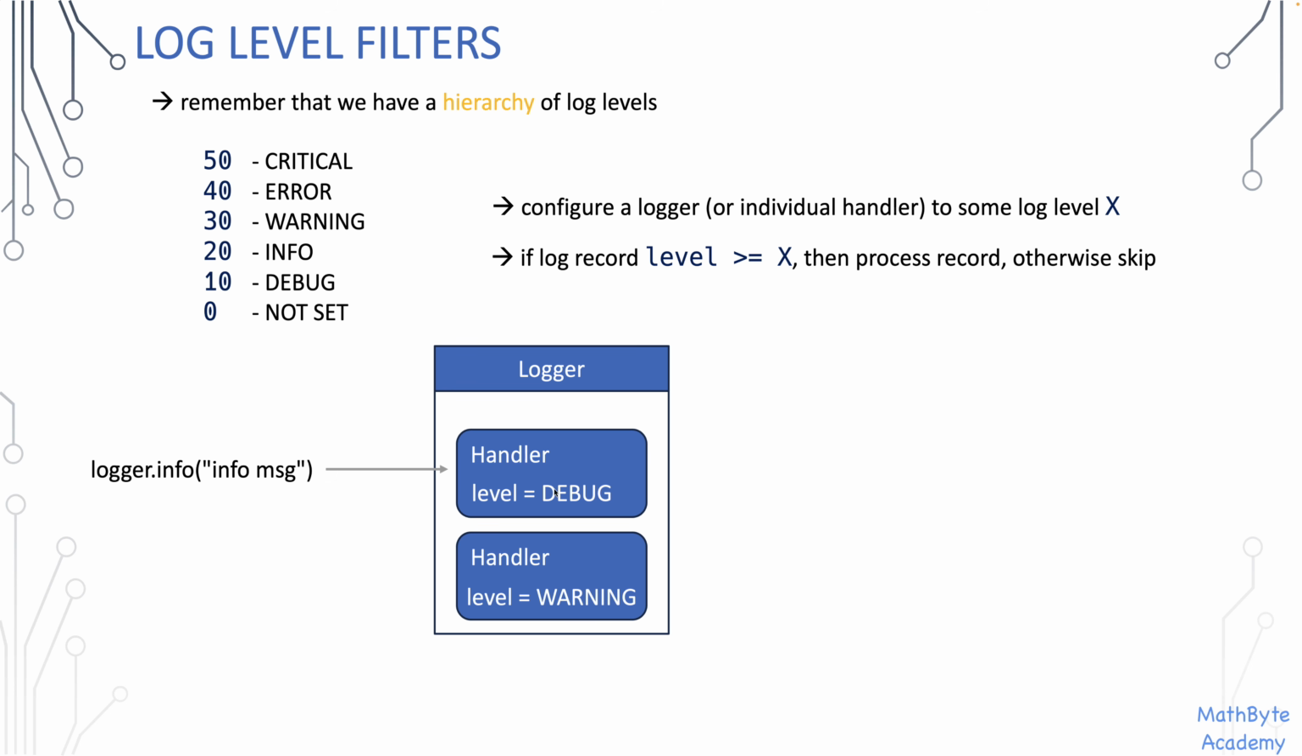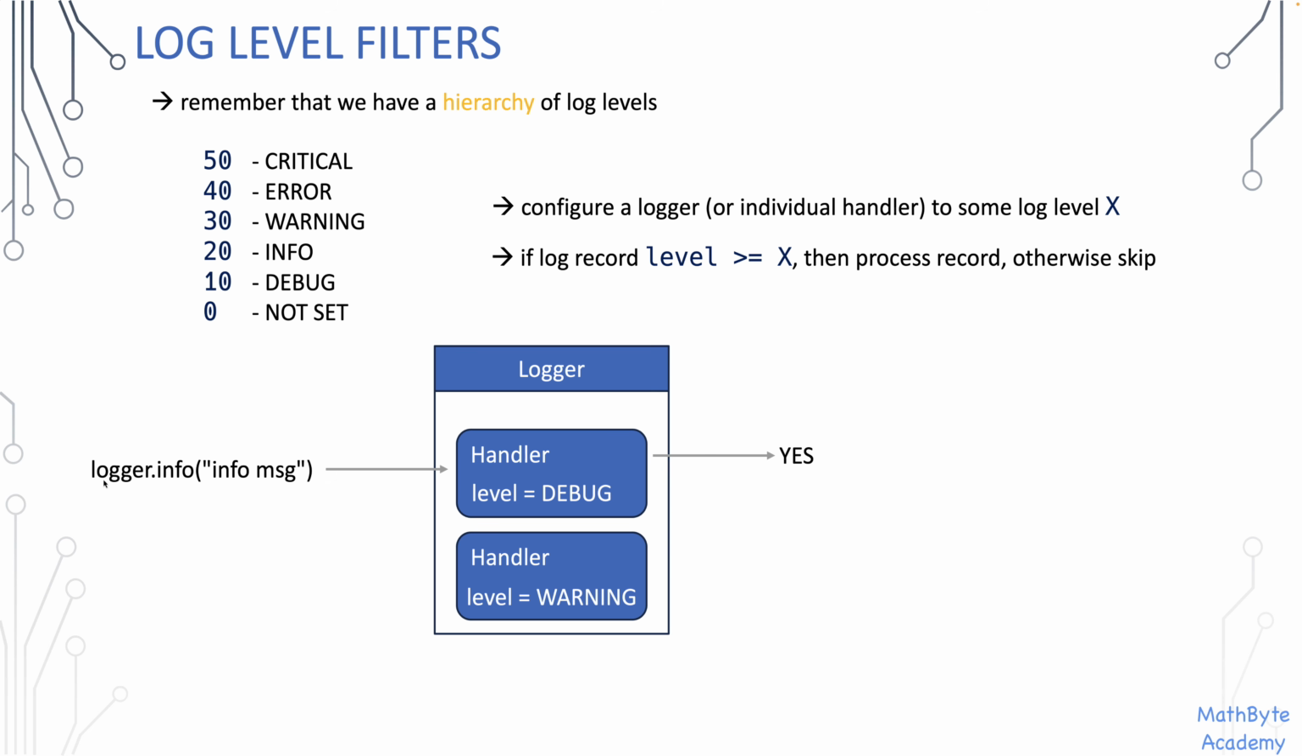So let's start with the first one. Well, this handler receives that and it says, well, my filter is debug, so I need to be at debug or higher in order to process this log record. And info is indeed higher than debug, so it will process that. And so, yes, we are going to emit a log record from this handler.